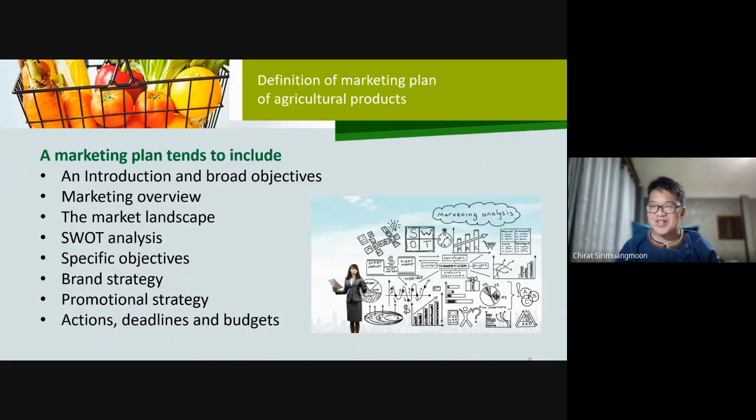Then actions, deadline, and budget. This is the last part that we're gonna talk because we need to have the operational plan that can represent what you need to do, what is the budget that you need to pay, or who is the person who controls. So everything here is about the marketing plan. So for now, you will see many things that can be included in marketing plan. That's correct. We need to include all of it.